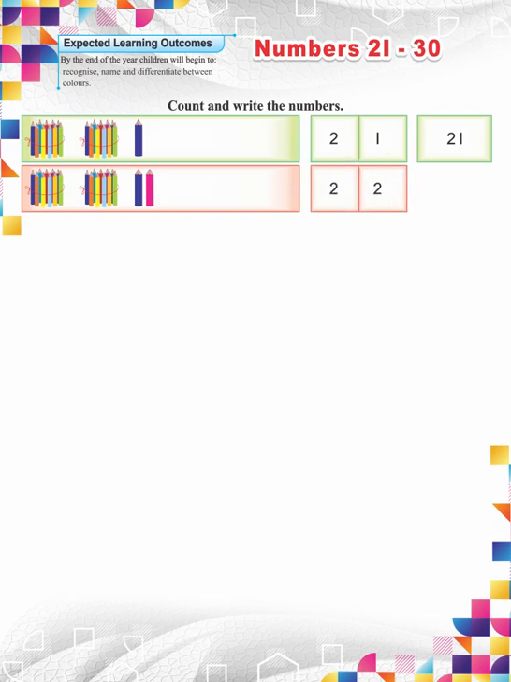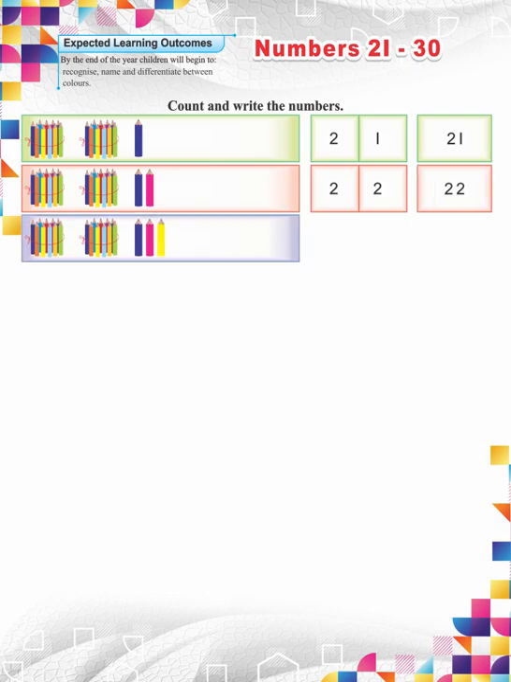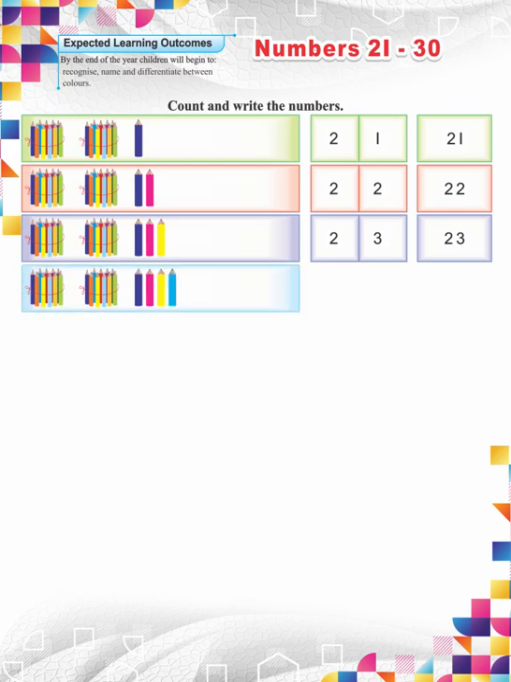There are 22 pencils. In the third row, count the pencils. There are 2 bundles of 10 pencils each and 3 more pencils. There are 23 pencils. In the fourth row, count the pencils. There are 2 bundles of 10 pencils each and 4 more pencils.